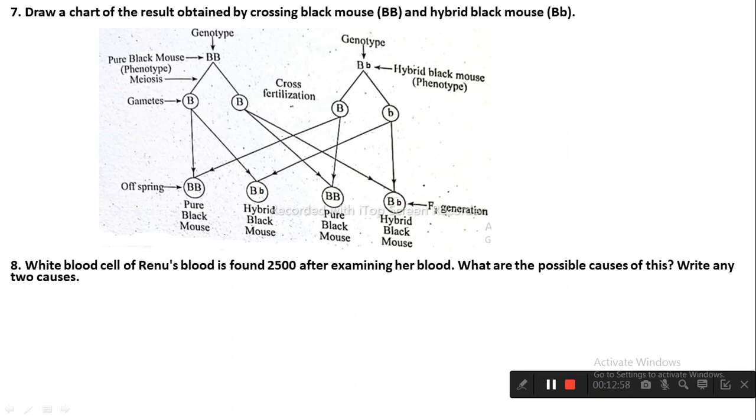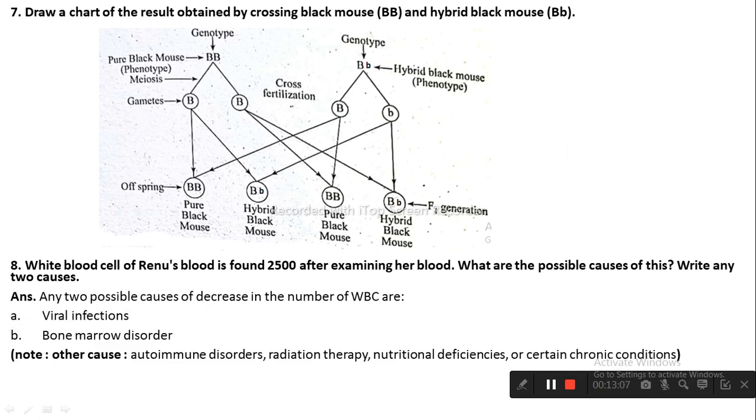The white blood cell count of Renu's blood is found to be 2500 after examining her blood. What are the possible causes of this? Write any two causes. So any two possible causes of a decrease in the number of WBC are viral infection and bone marrow disorder.